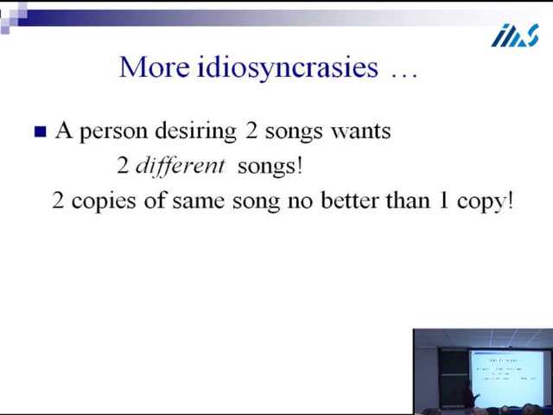So a person desiring two units of bread is happy if you give them one slice of rye and one slice of whole wheat. Moreover, they are not only happy with one slice of rye and one slice of whole wheat, but also with two slices of whole wheat. But a person desiring two songs has to be given two different songs. Okay, not two copies of the same song. So that's a big difference.